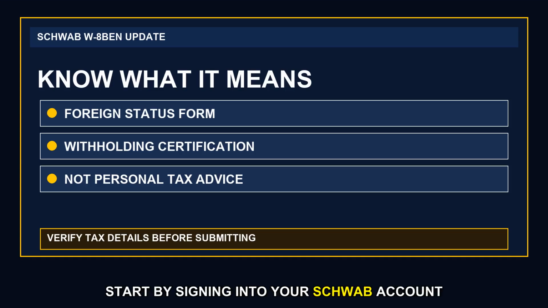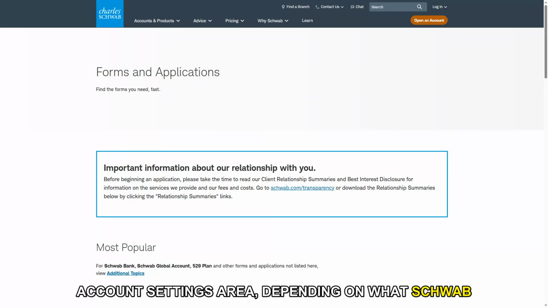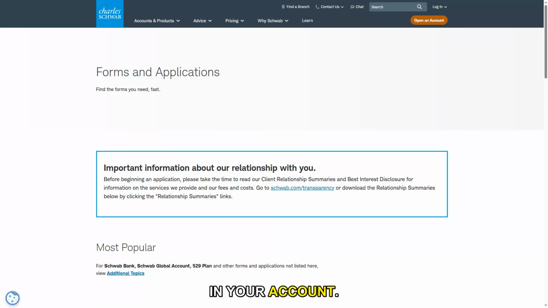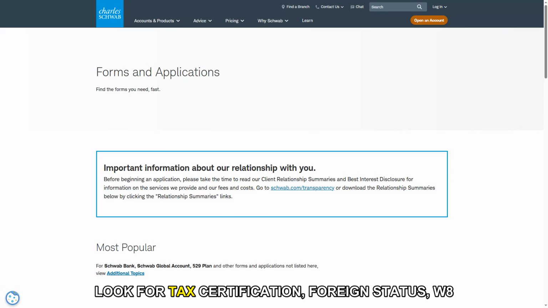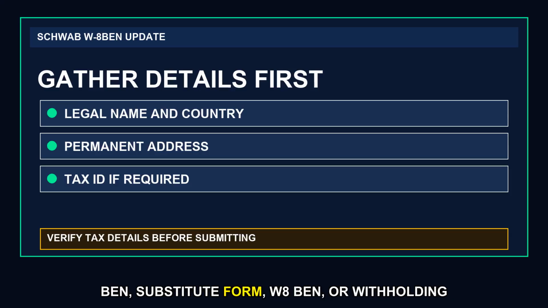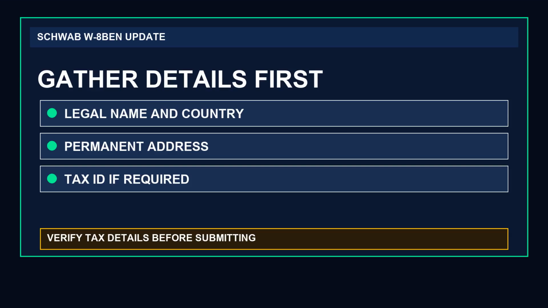Start by signing in to your Schwab account from a secure browser or the official app. Open the Profile, Forms, Tax Forms, or Account Settings area, depending on what Schwab shows in your account. Look for Tax Certification, Foreign Status, W-8BEN, Substitute Form W-8BEN, or Withholding Certificate wording.